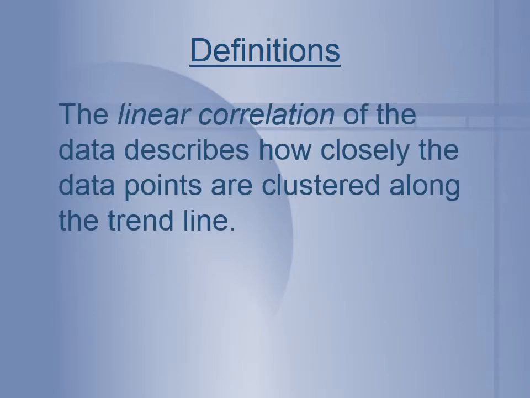There's also something called linear correlation. Linear correlation describes how closely the data points are clustered along the trend line. Do our data points almost touch the trend line? Is there a lot on the trend line? Or are some of our data points way off of our trend line? So depending on that, it's going to tell you how accurate our trend line is.